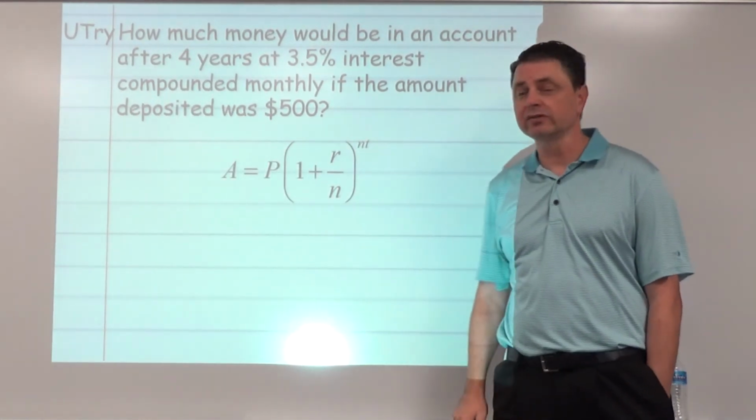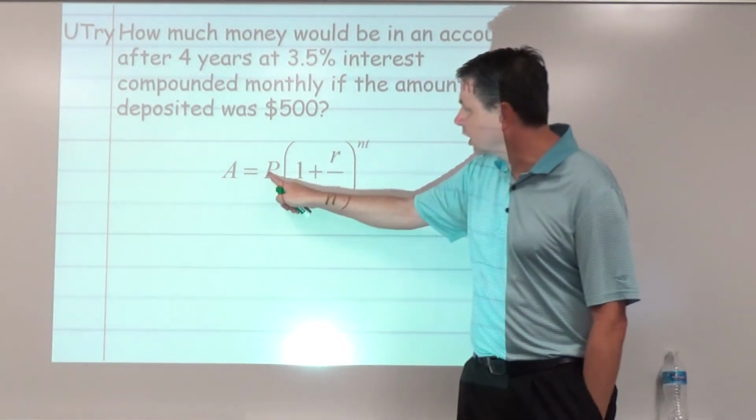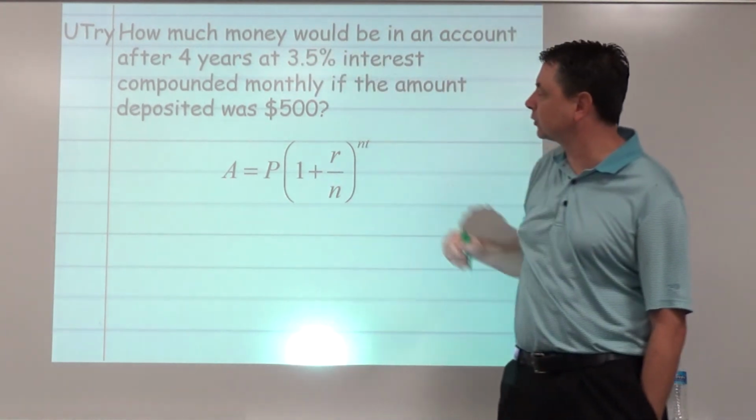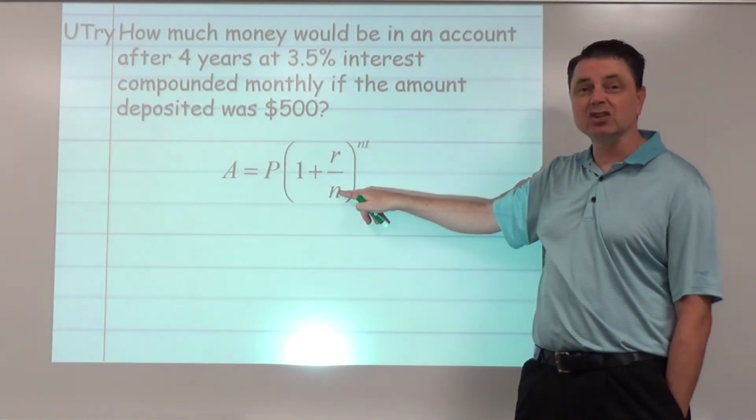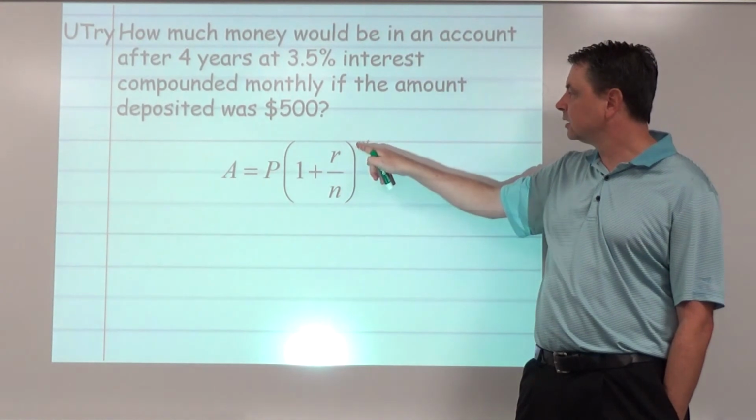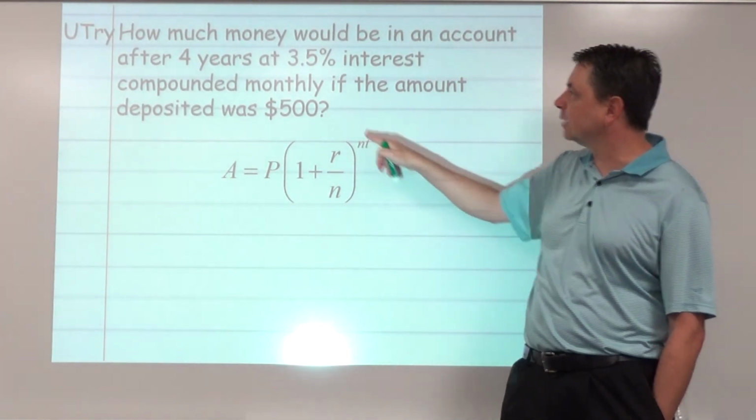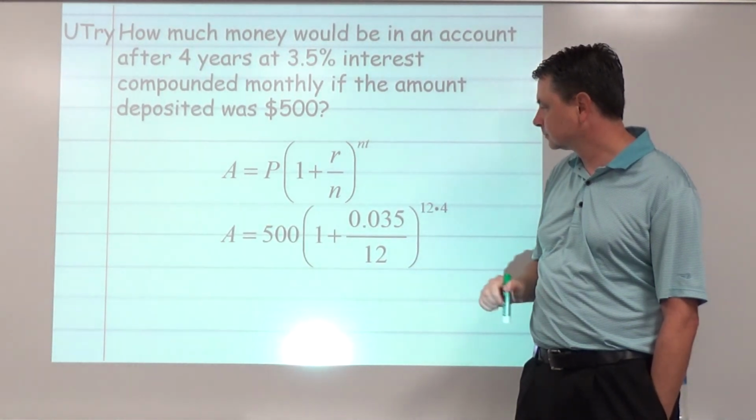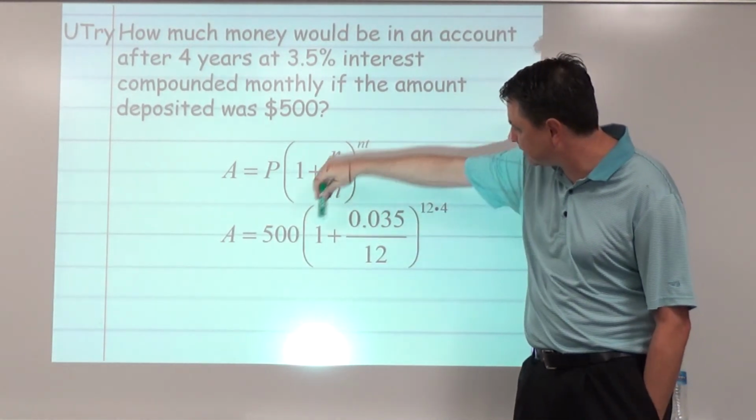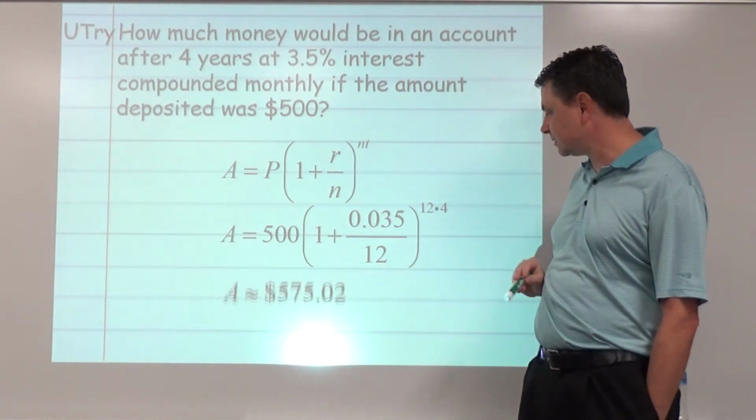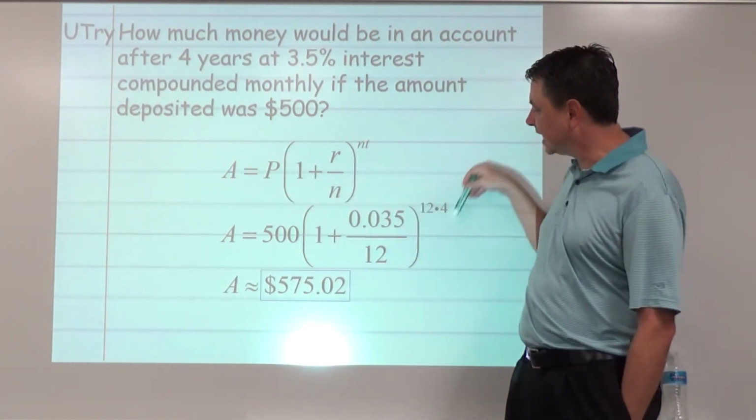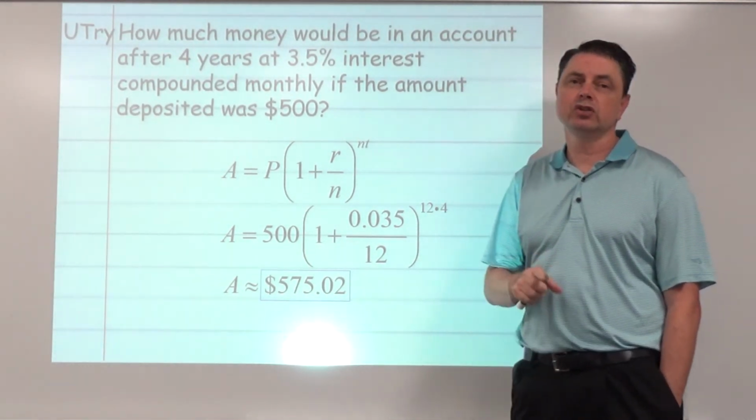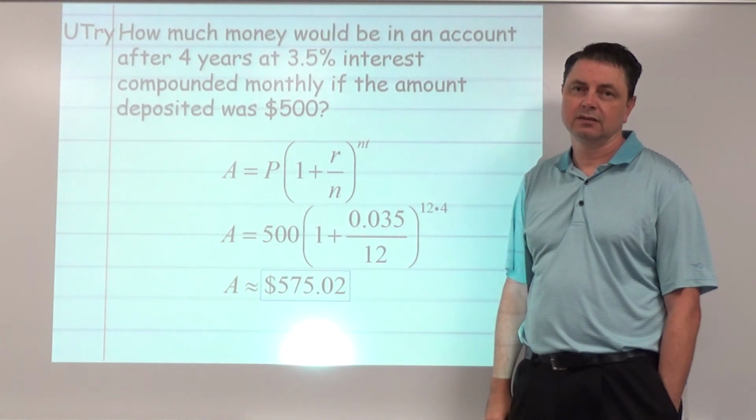Here's our compound interest formula. We're going to start with 500. Our interest rate, slide it over, 0.035 divided by 12. 12 times 4 is our exponent. Simplify this, multiply that, type it into the calculator, and get $575.02.